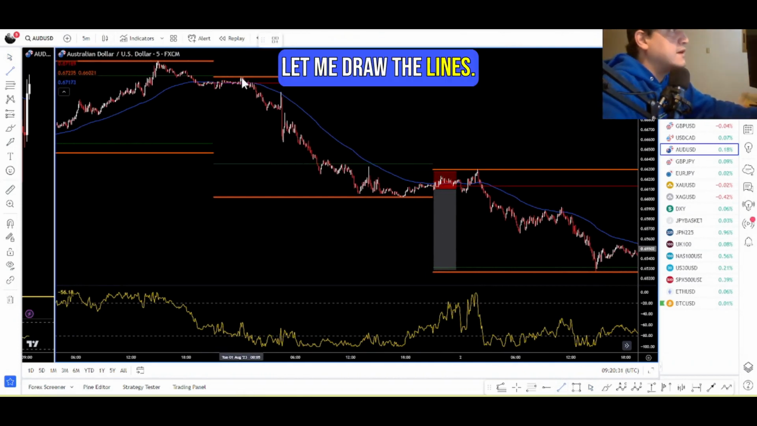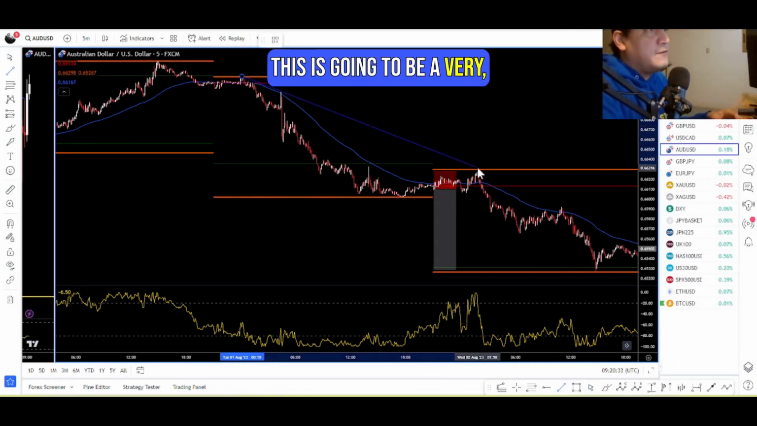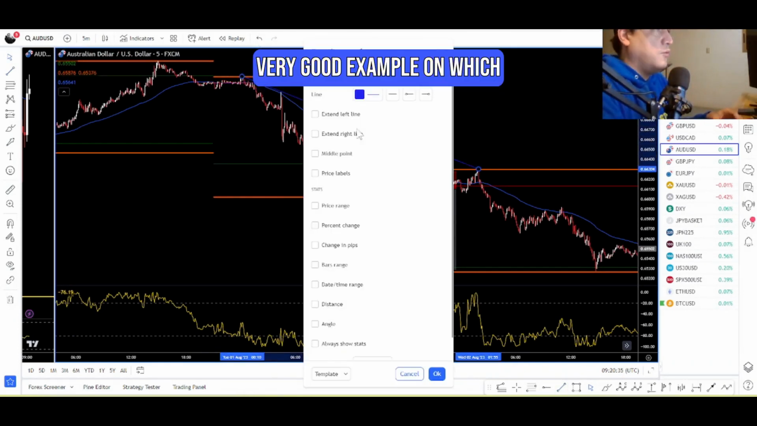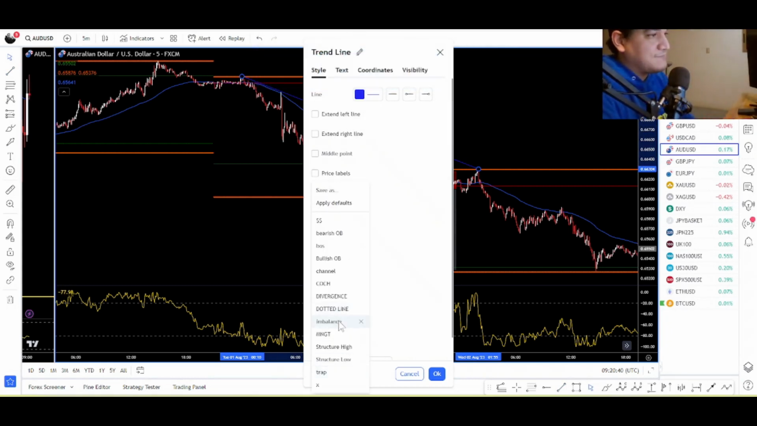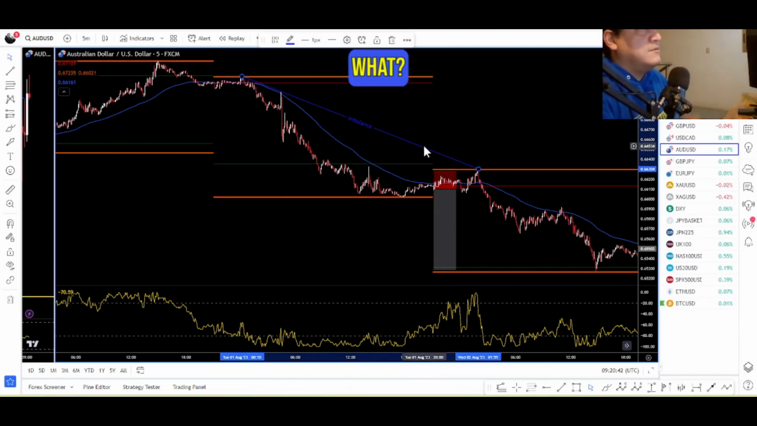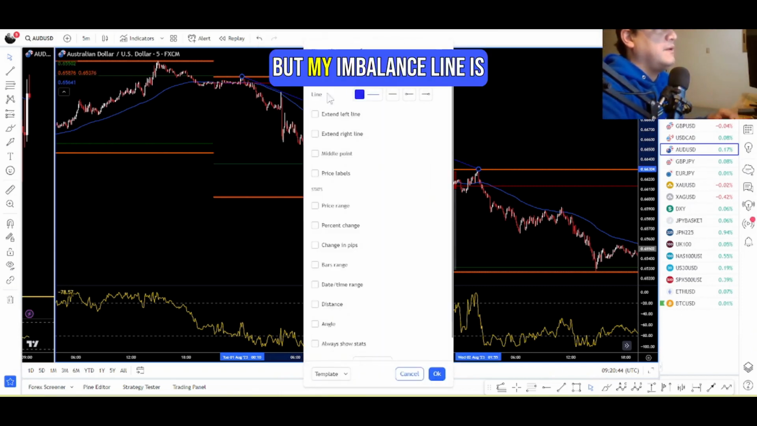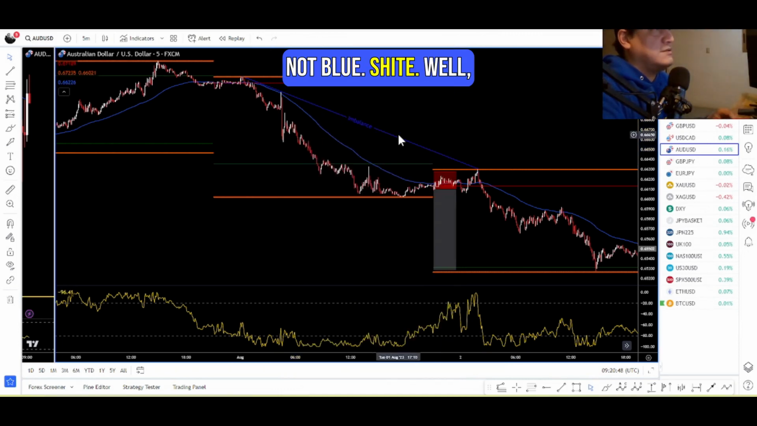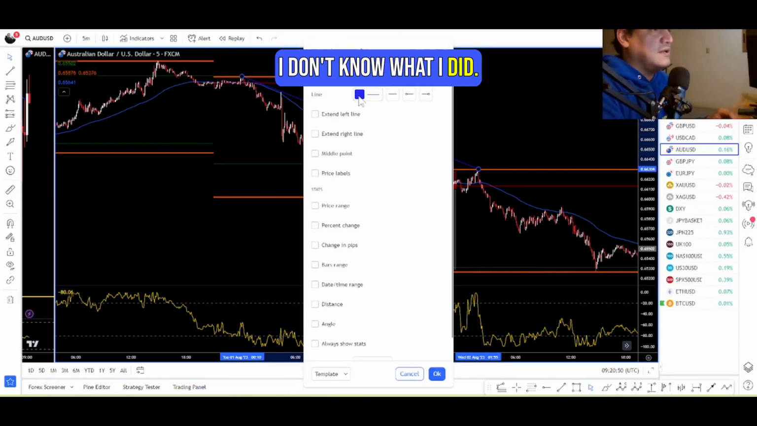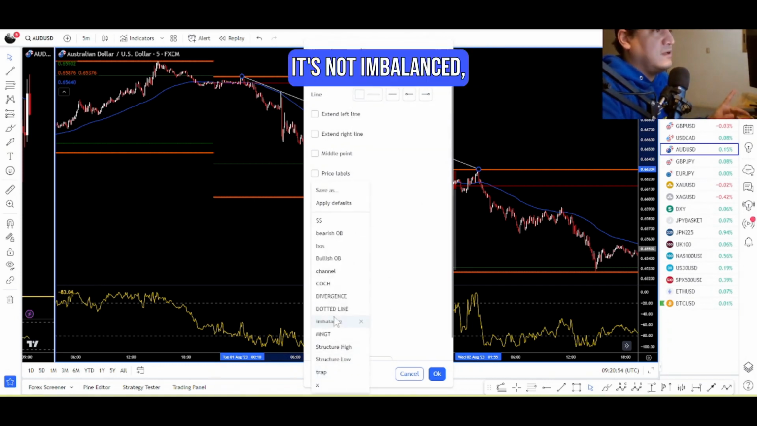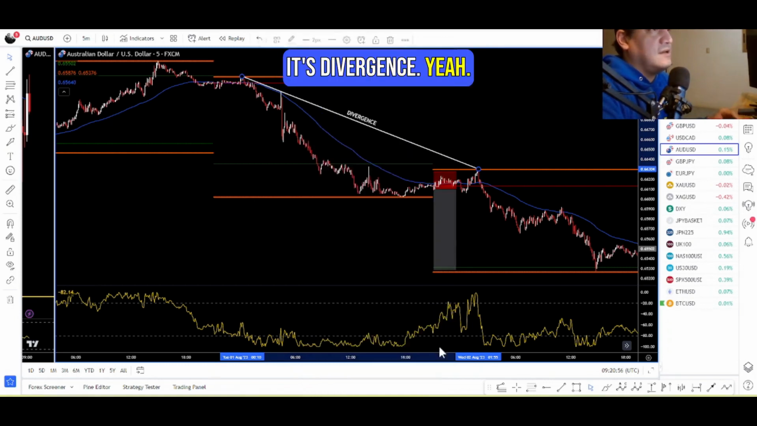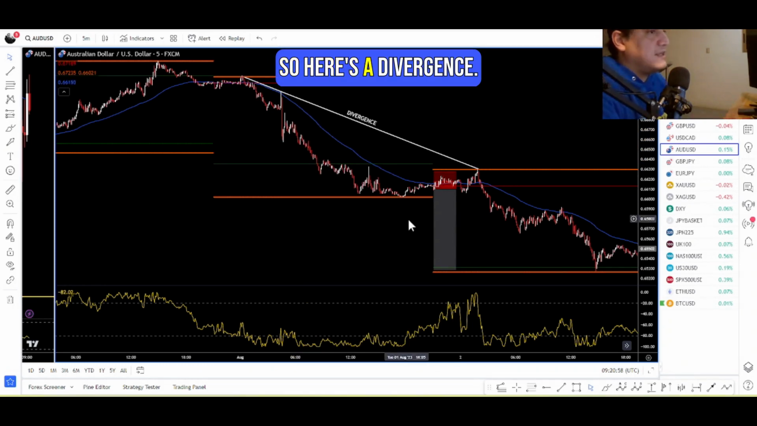Let me draw the lines. This is going to be a very good example. But my imbalance line is not blue. I don't know what I did, guys. It's not imbalance, it's divergence. So here's a divergence.